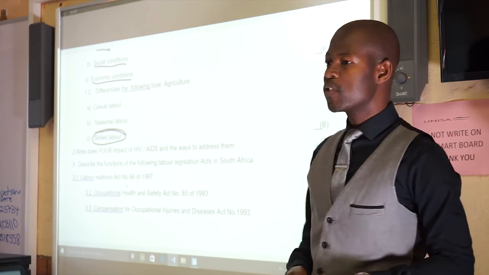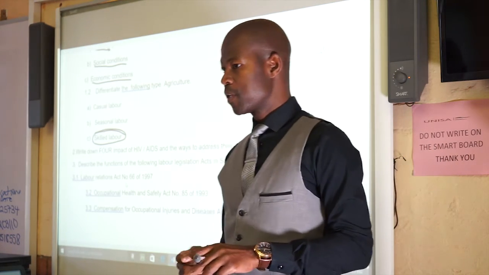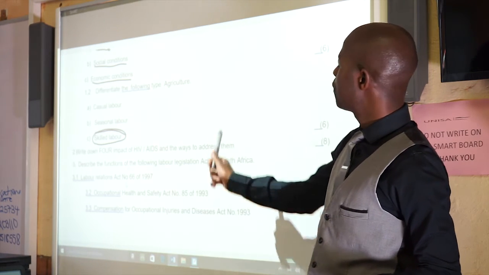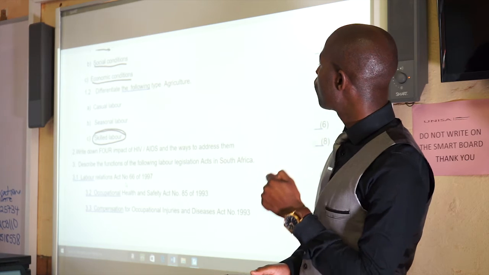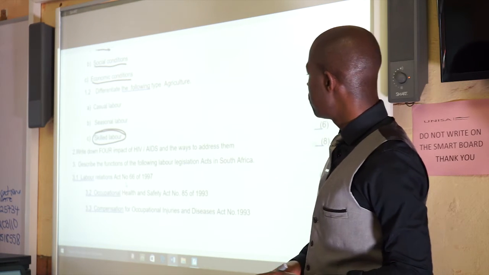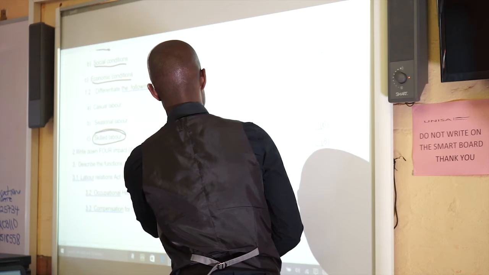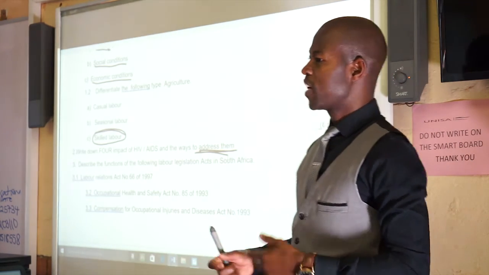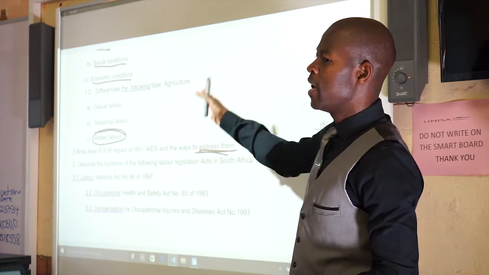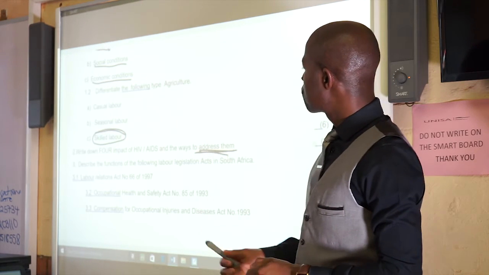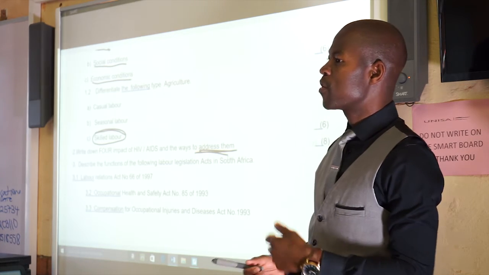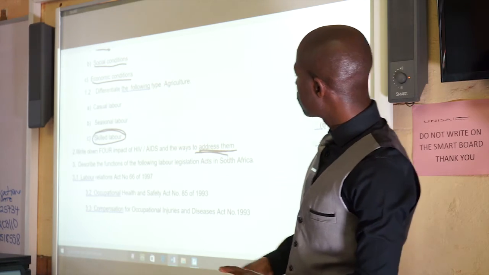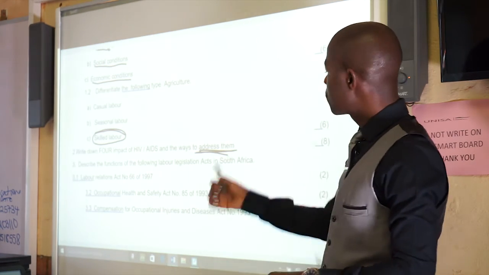Now we also said that labor has issues associated with it, which amongst others include HIV and AIDS. It says write down 4 impacts of HIV and AIDS and how you can address them. Remember what we spoke of earlier: you can have awareness campaigns, you can have sessions with them, you can have social groups where they can relate. And to address them, they can have access to condoms and so on.